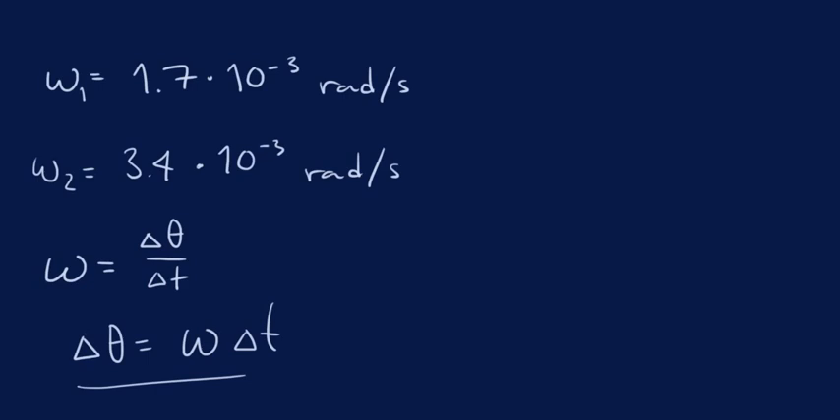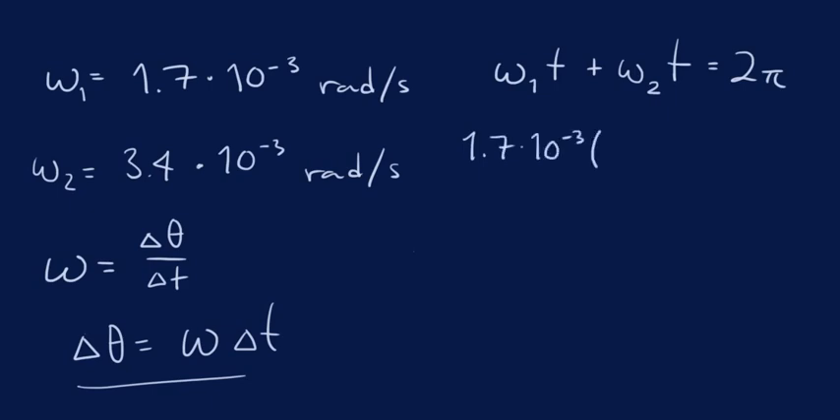So we can say, let's write it up here, omega 1 times t plus omega 2 times t equals full revolution, 2 pi. So plug that in. I should put that in parentheses. Plus 3.4 times 10 to the negative 3 t is 2 pi. We're getting cramped over here.